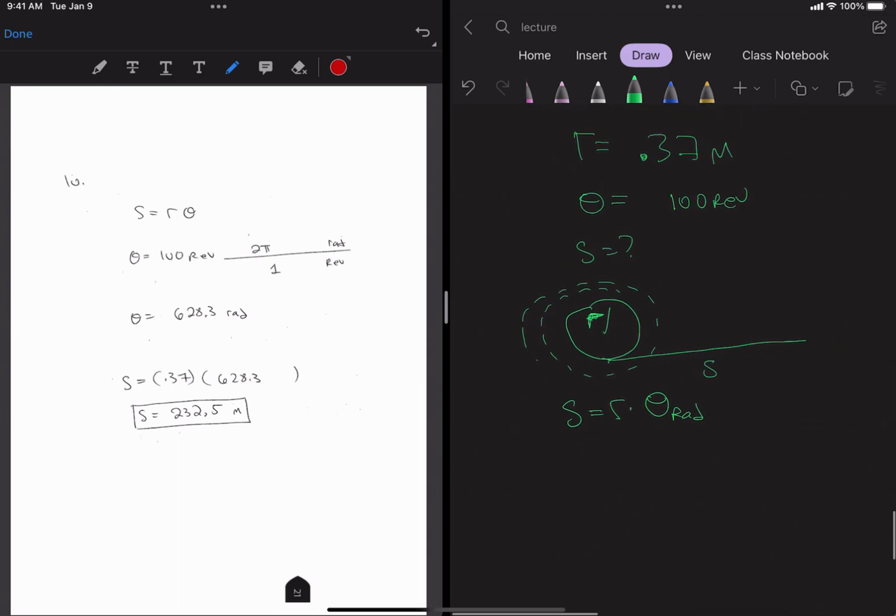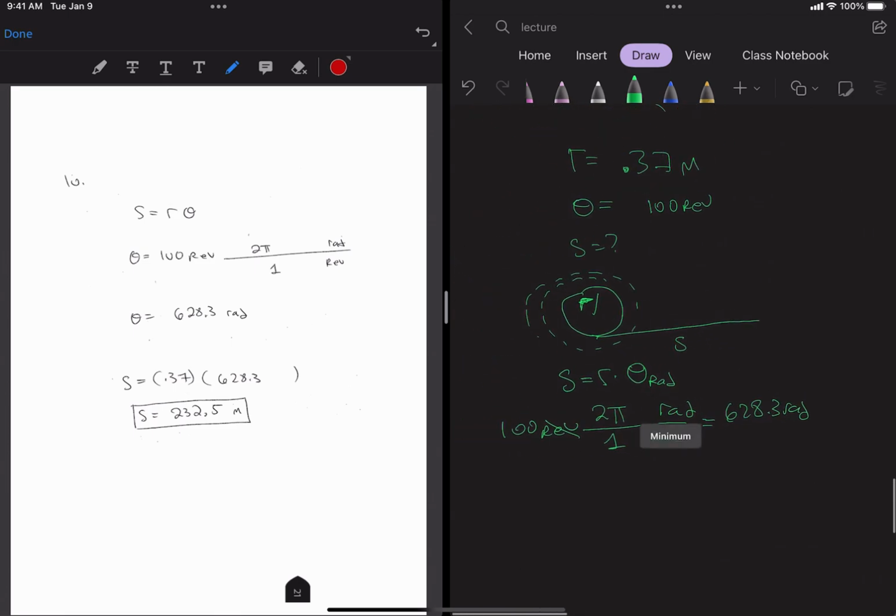So we have to convert 100 revolutions into radians first. So 100 revolutions, convert to radians. Rev is on top, so put rev on the bottom and cancel. And we're going to go from revolutions to radians, and one revolution is 2 pi radians. So then in terms of radians, this is going to be 628.3 radians.